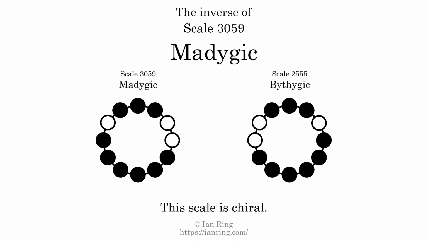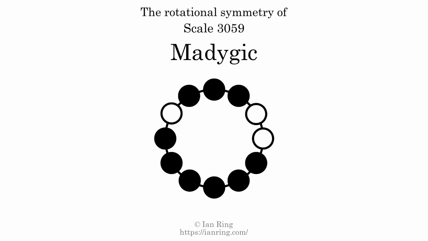The inverse of a scale is a mirror image. It is what you get when the sequence of intervals is reversed. The inverse of this scale is scale 2555, also known as Madygic. This scale is chiral. It cannot transform into its inverse by rotational transformation. This scale has no rotational symmetry.